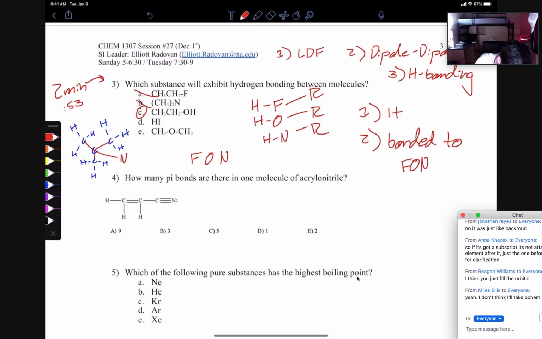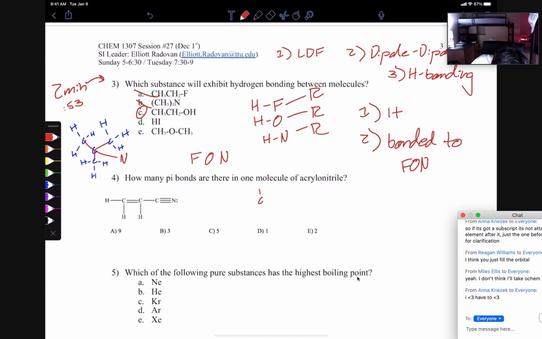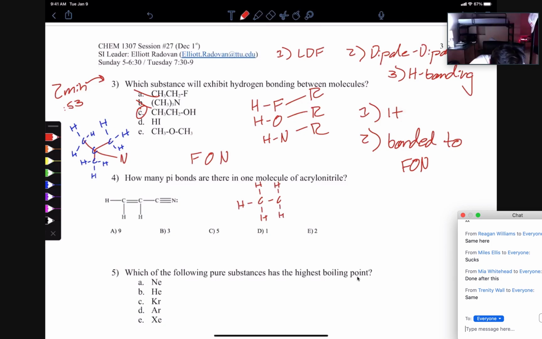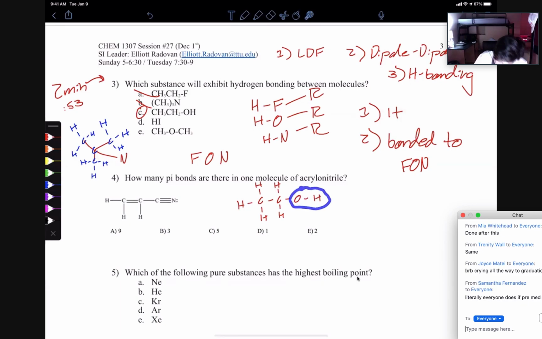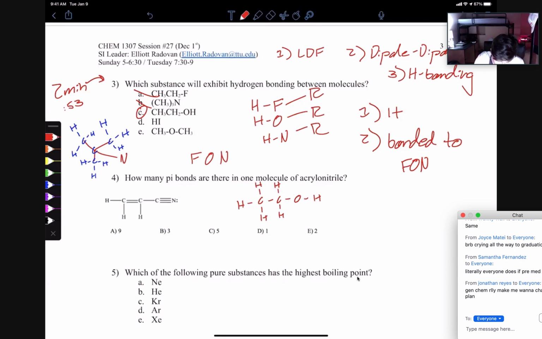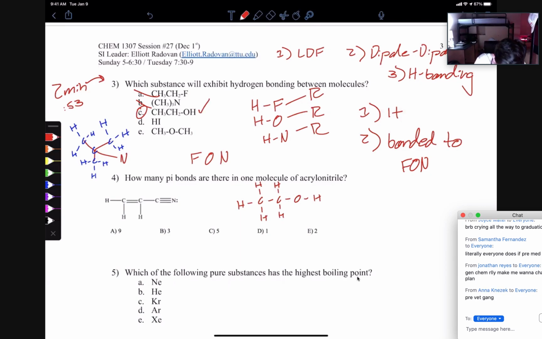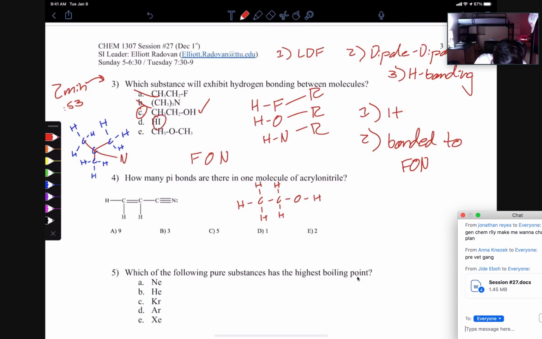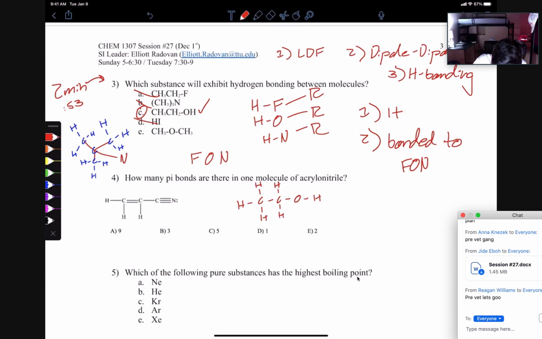Okay. But if we look at C, this says CH3, CH2OH, and it's making it pretty clear that that hydrogen is bonded to the oxygen. But just in case you don't believe me, let me draw it out. We have our CH3, our CH2, and our OH. We can see that that hydrogen is bonded to that oxygen. It's a FON, so hydrogen bonding can happen there. Okay, next up, D, hydrogen is bonded to iodine. That's not a FON, so it can't happen there.